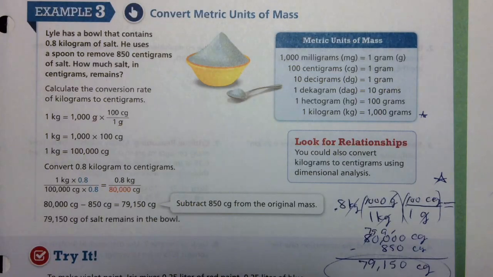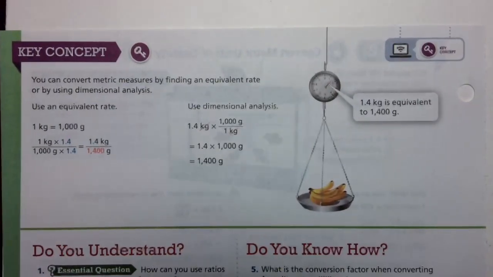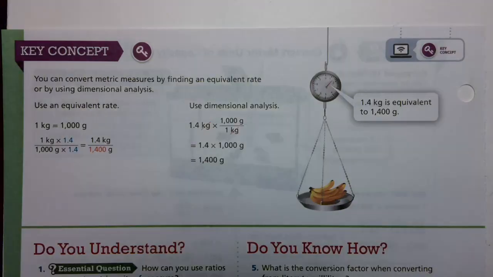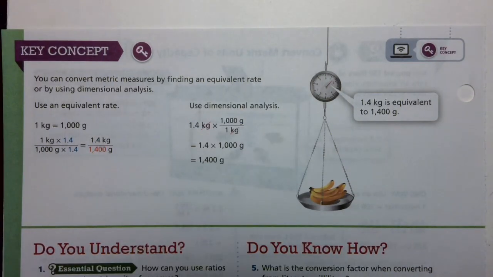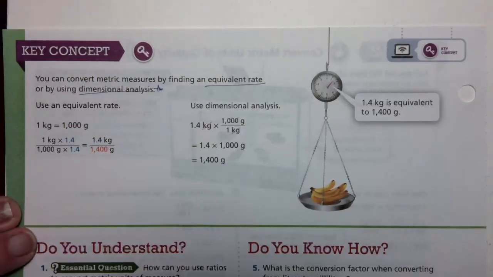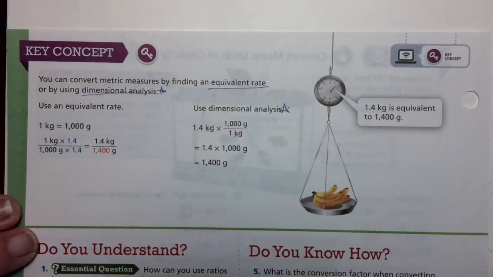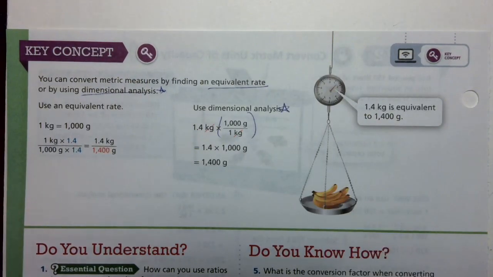All right. Turn your paper over and let's look at our key concept. Now I'm showing you how to do this the same way we did the U.S. customary. Same way. All right, you can convert metric measures by finding an equivalent rate or by dimensional analysis, and again, that's the one I prefer. So this one right here is the one I prefer, and they use a times sign where I use parentheses. It's the same thing. I don't like an X for a times sign.